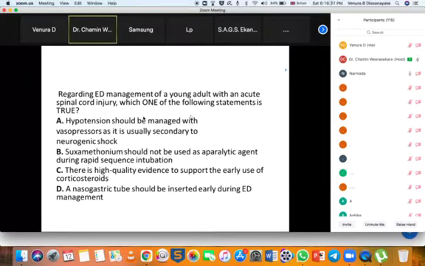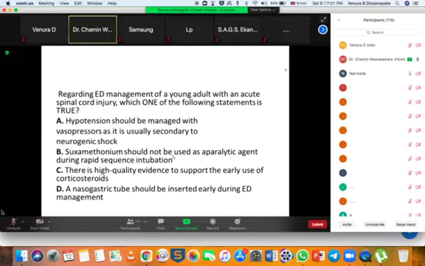Succinylcholine should not be used as a paralytic agent during rapid sequence intubation in these patients. A patient comes after 5 days; it can cause severe hypokalemia 2-3 days later.